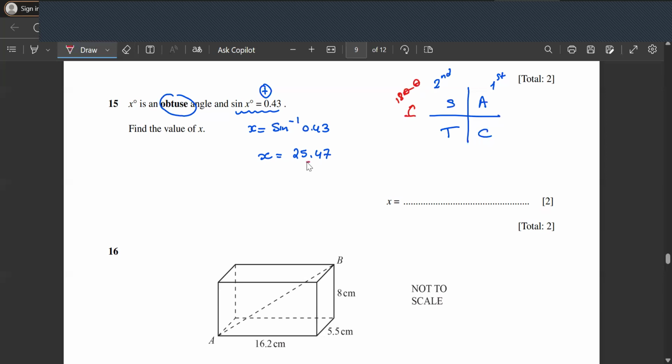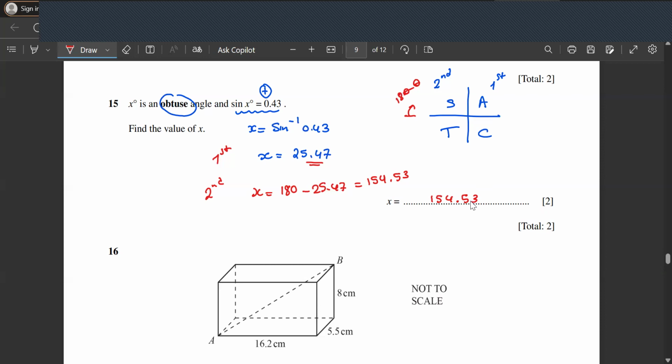So here, if this is the first one from the first quadrant, how do we get the second one from the second quadrant? x equals 180 minus 25.47, so 180 minus the answer I got, which is 154.53. And this is an obtuse angle. You got it?